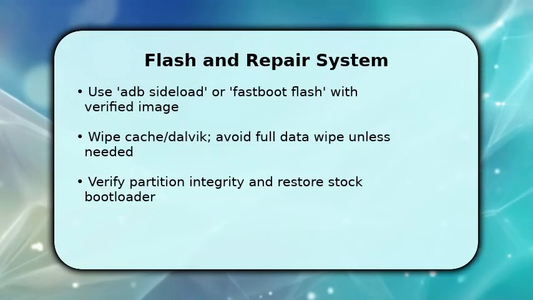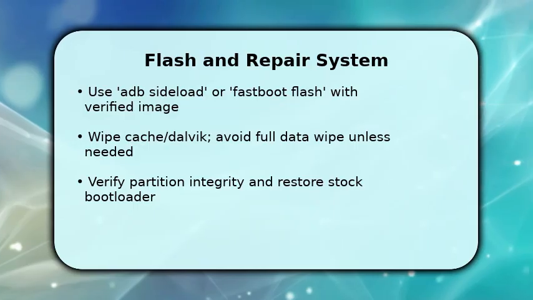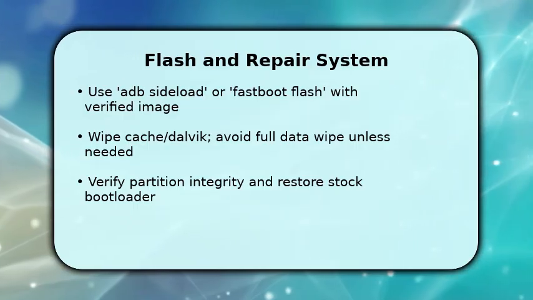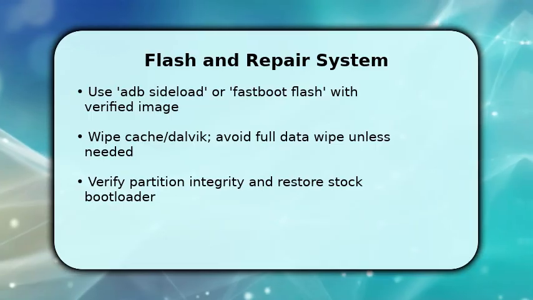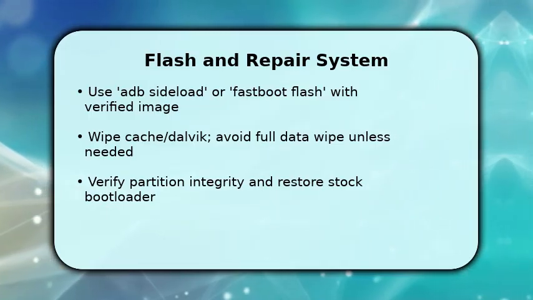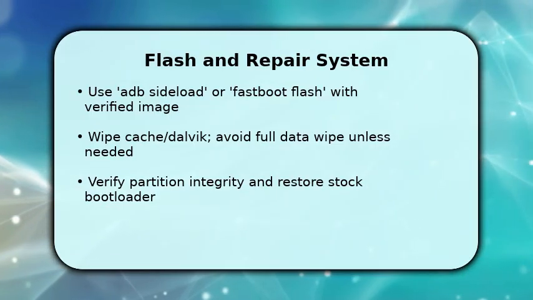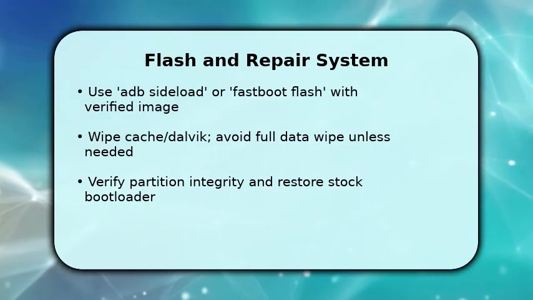You now flash a clean system image and repair partitions. If recovery supports sideload, run an ADB sideload with the official or matching ROM, otherwise reboot to fastboot and use fastboot flash for boot, system, and vendor images.